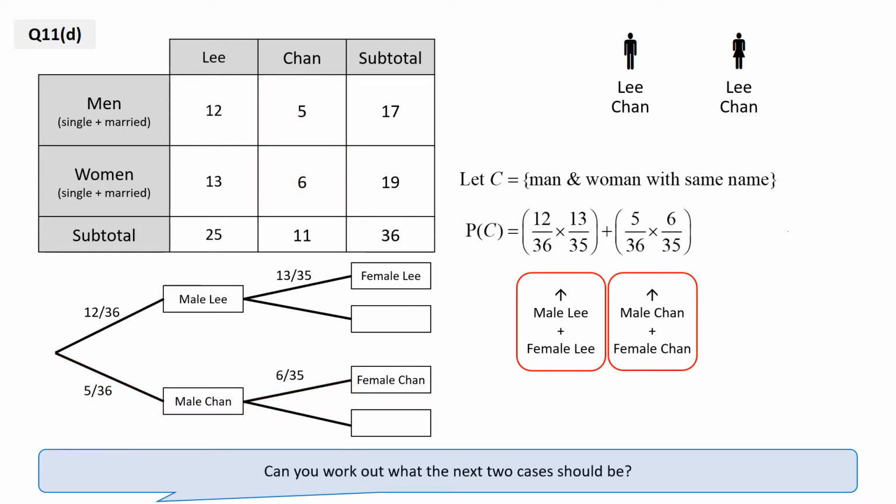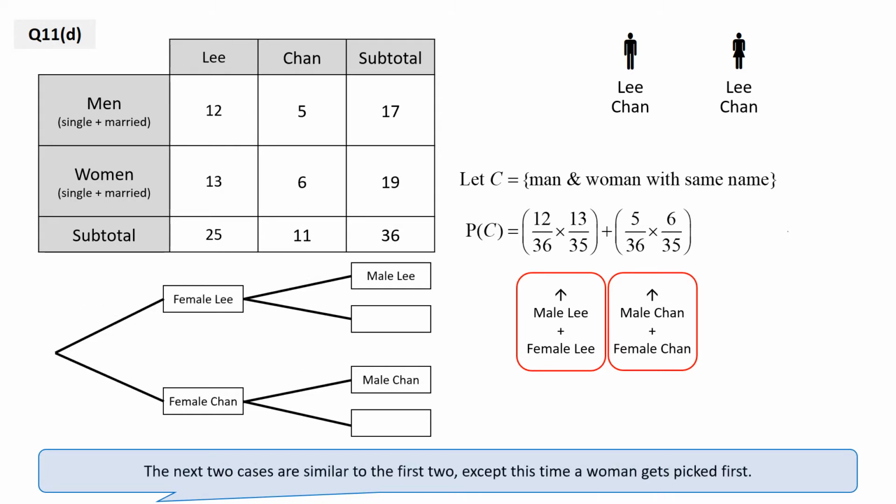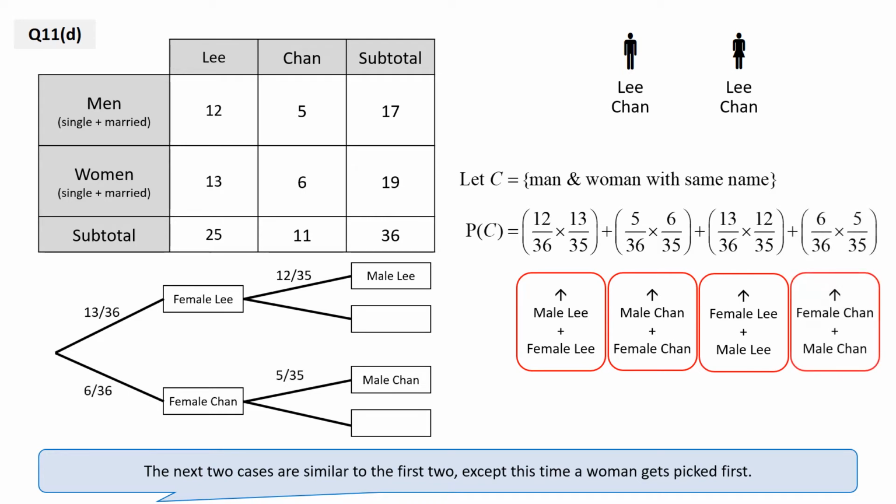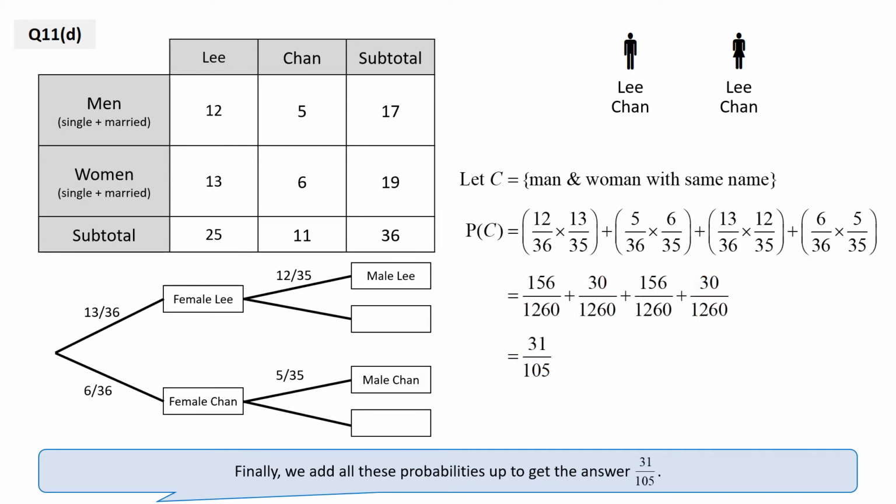Can you work out what the next 2 cases should be? The next 2 cases are similar to the first 2, except this time a woman gets picked first. Finally, we add all these probabilities up to get the answer 31/105.